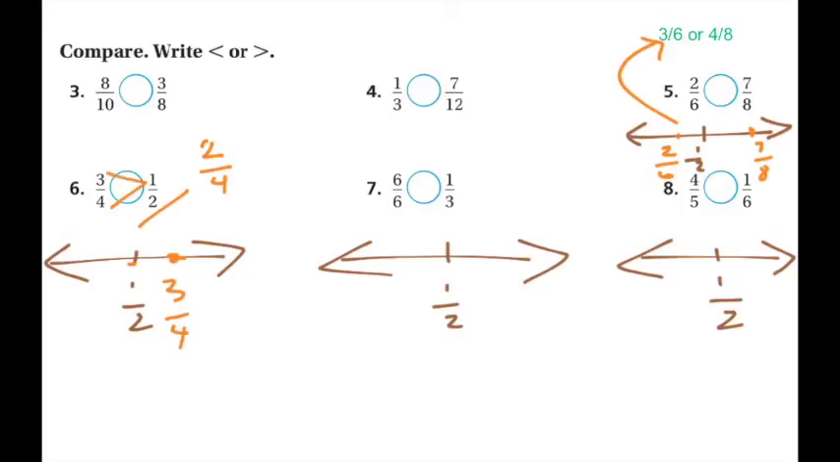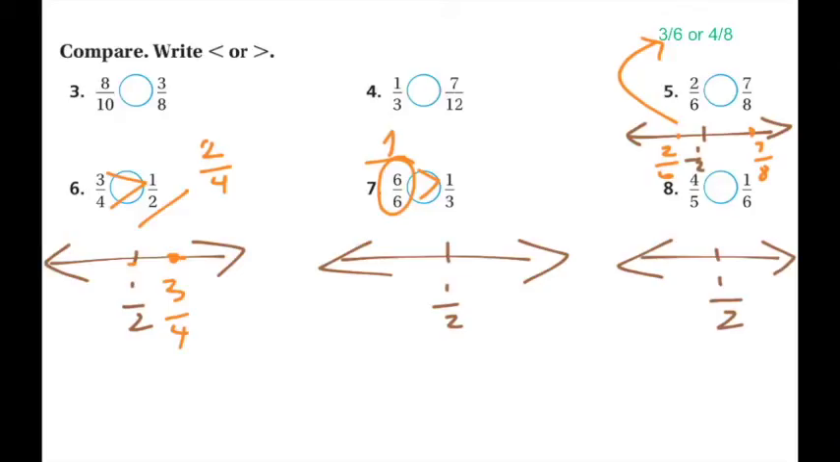All right, ooh, look at this one. I don't even really have to use my number line for this one because when I get to number 7, I see 6/6, and I know that is the same thing as 1 whole. Then I have 1/3. Well, 1/3 is less than a whole, okay, because it's a fraction. That would be even closer to 0. So I can just look at that and tell that 6/6 is greater than 1/3 because, again, 6/6 is equivalent to 1 whole. And if you have 1/3, you don't have a whole.